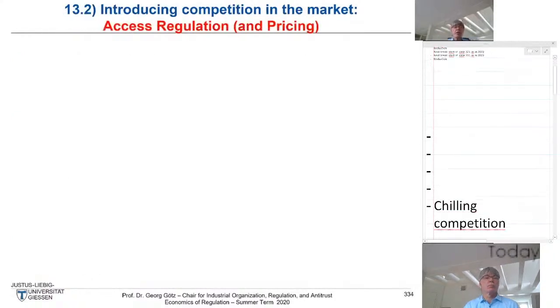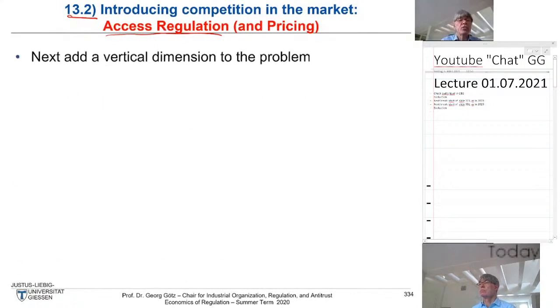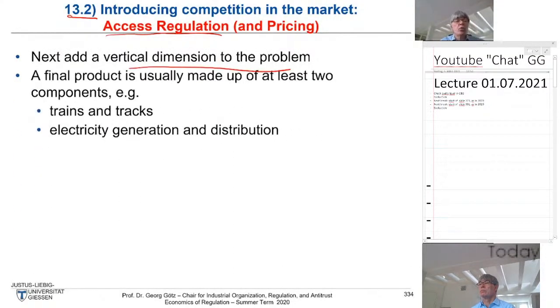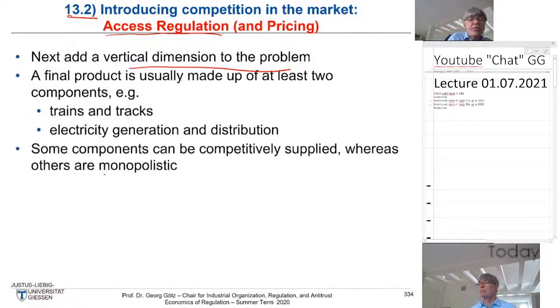Now, I already mentioned this several times, and if you compare that to your notes, I slightly changed the headline and also the numbering here. I worked on the structure. Now I want to discuss access regulation. Of course, if we regulate access, we also have to have a regulated access price. This comes into play once we have a vertical dimension to the problem, where we have some monopolistic segment of these network industries.